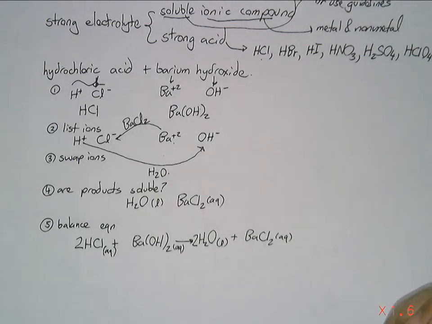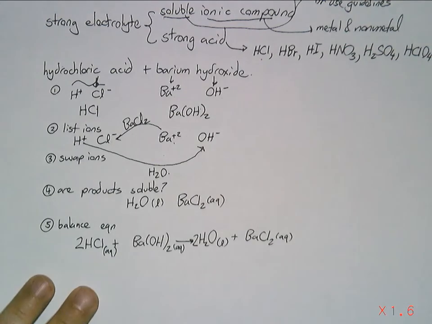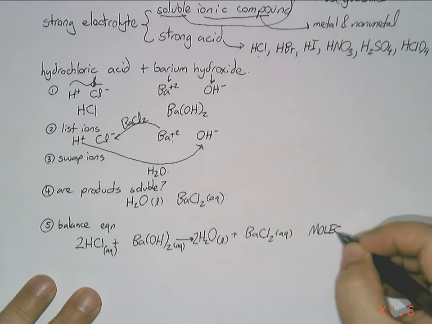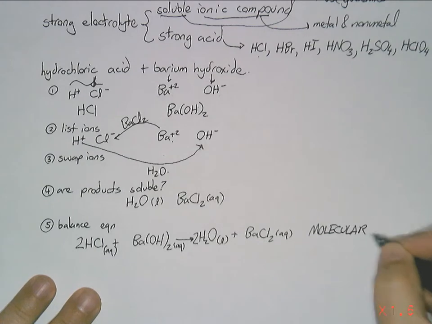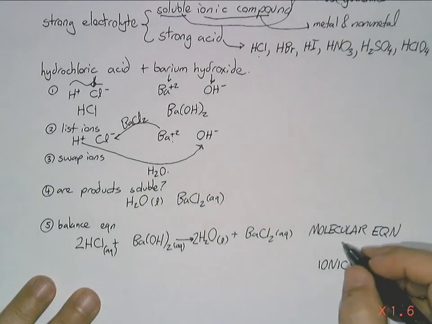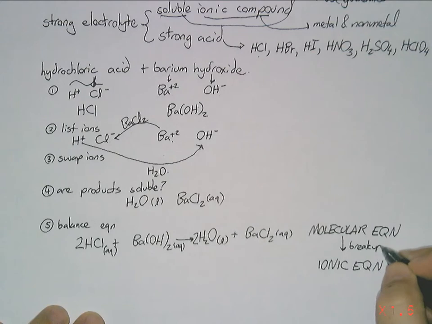Now, that was what we did a couple of videos ago. We wrote down balanced equations like this. Now what we're going to do in this video is take that and write this molecular equation, that's what this is called, as an ionic equation. And how do I do that? It's pretty easy. Break up all strong electrolytes.